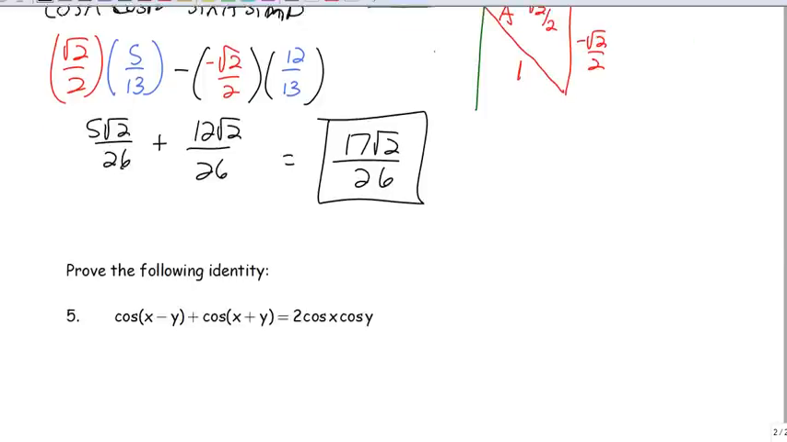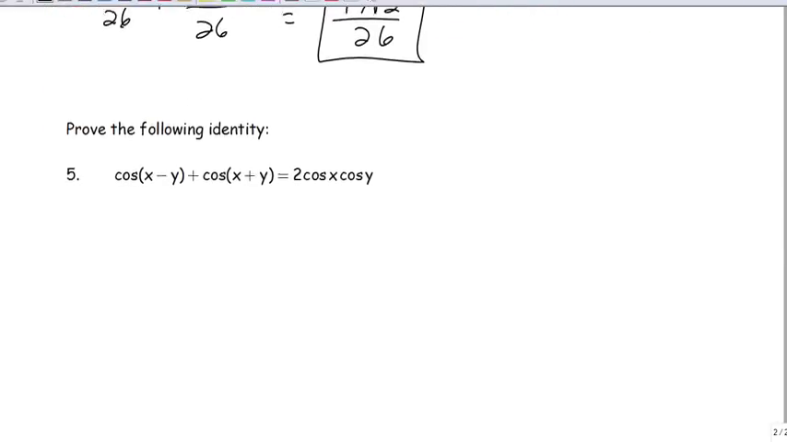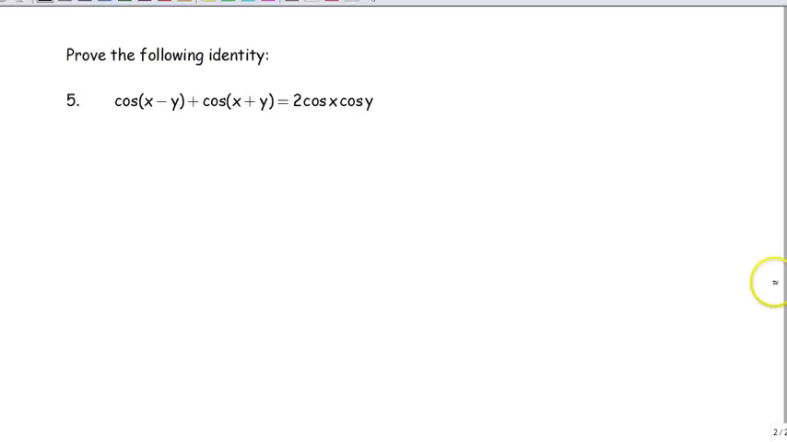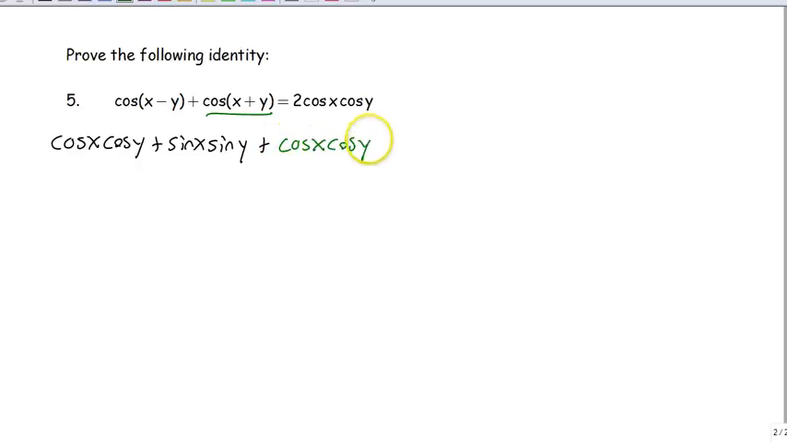Okay? Last one, prove the following identity. All right. You guys should be wizards at this stuff now. Obviously we want to work on the left side because we now have a formula for these. I basically gave you what this is and what this is. So I'm going to just sub this in. Cosine of x minus y is cosine x cosine y plus sine x sine y, plus this one here turns into cosine x cosine y minus sine x sine y. And we have to equal that to 2 cosine x cosine y.